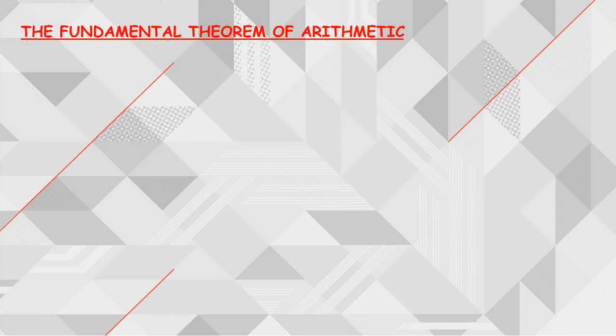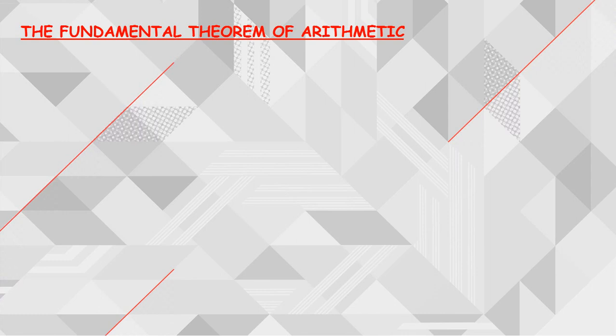Now in this particular exercise 1.2, we are going to discuss the fundamental theorem of arithmetic. So what is the fundamental theorem of arithmetic? When you go on with the numbers, we can see that there are two types of numbers based on the factors. One is a prime number and the other one is a composite number. What is meant by a prime number? A prime number has only two factors: 1 and the number itself.